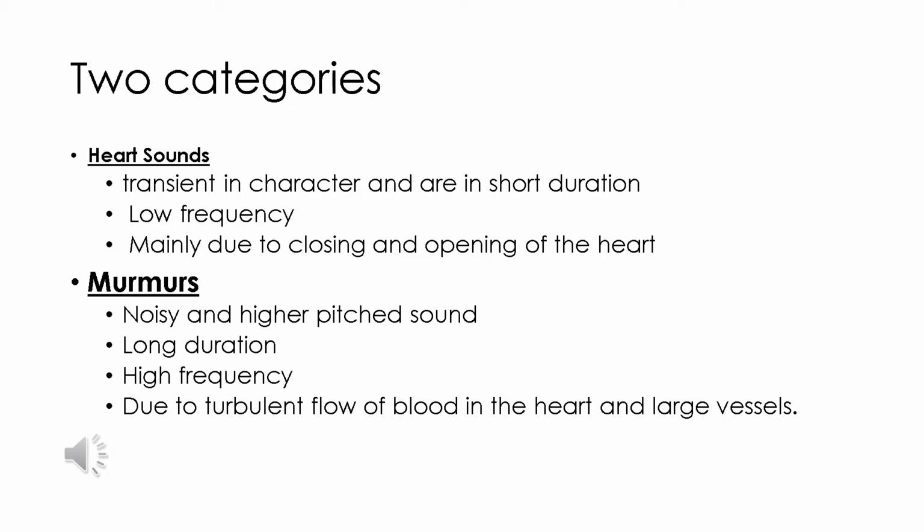Murmurs are extra heart sounds that are produced as a result of turbulent blood flow in the heart and large vessels, which is sufficient to produce audible noise. Innocent murmurs are present in normal hearts without any heart disease. On the other hand, pathologic murmurs are a result of various problems such as narrowing or leaking of valves or the presence of an abnormality.